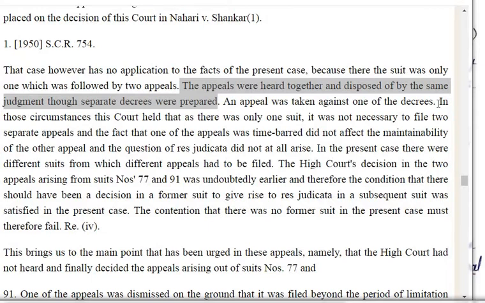अब उसके बाद second अपील फाइल हुआ ऊपर, तो एक जो आपका सूट था उसमें वो अपील, डिक्री के बाद अपील, और वो भी decide हो गए। तो दो अपील हुई थी, उसमें से एक अपील decide हो गई, तो उस एक अपील के बाद एक और अपील, further appeal, second appeal फाइल हुआ। An appeal was taken against one of the decrees. In those circumstances, this court held that as there was only one suit, it was not necessary to file two separate appeals, and the fact that one of the appeals was time barred did not affect the maintainability of the other appeal, and the question of res judicata did not at all arise.